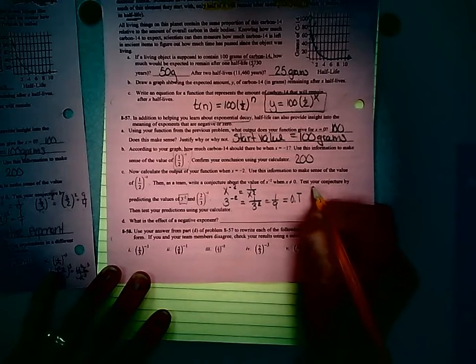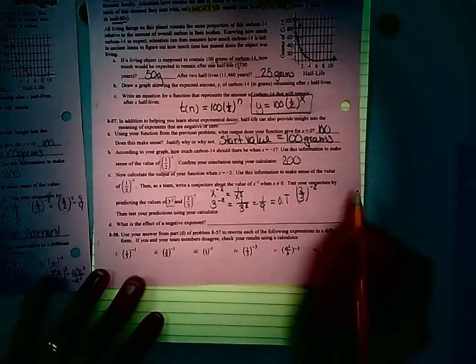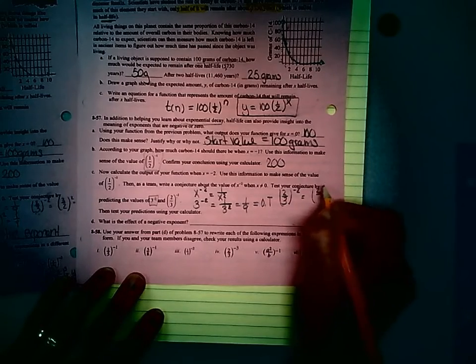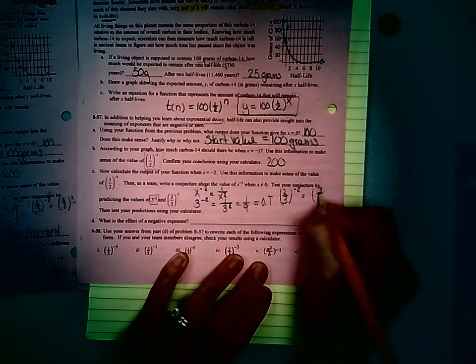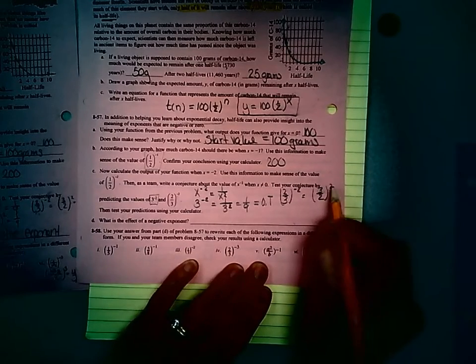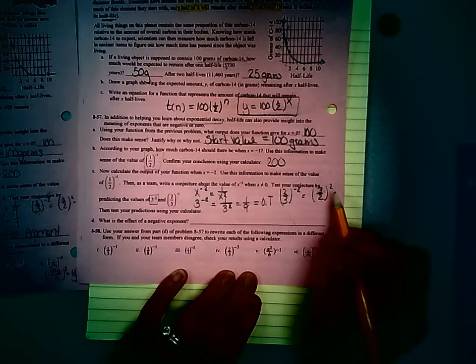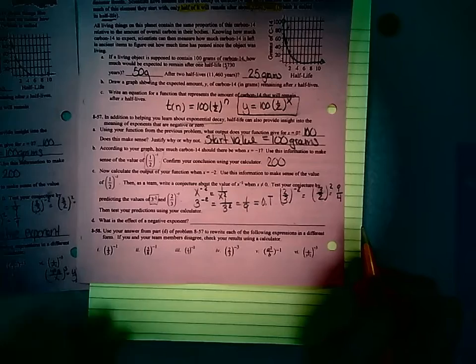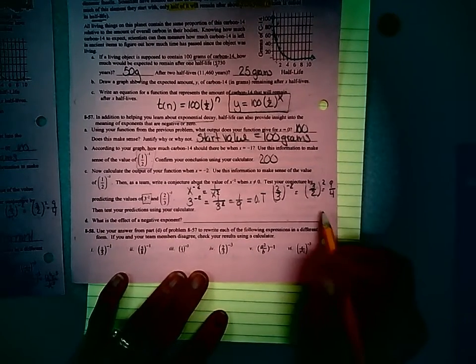If I have 2/3 and it's to the -2, remember I'm taking the reciprocal, so that's going to be 3/2 to the second power. That exponent gets shared with both the numerator and the denominator. So when I square 3, I get 9. When I square 2, I get 4. So I'm going to end up with 9/4 or 2 1/4.